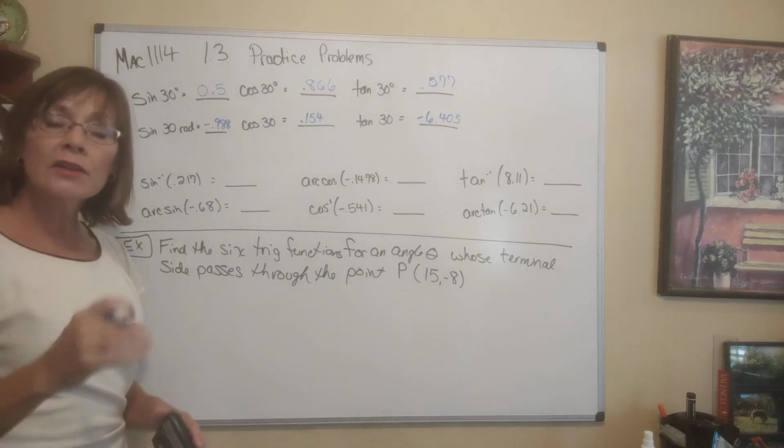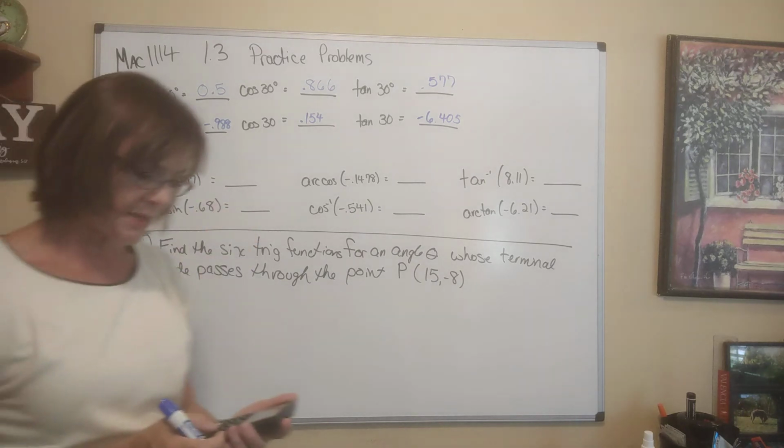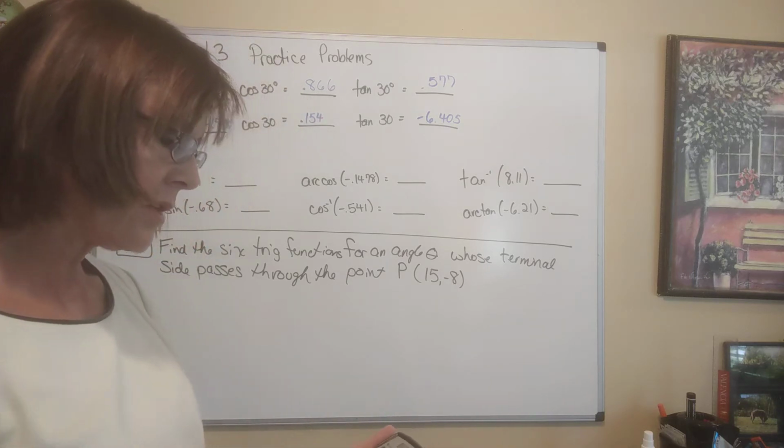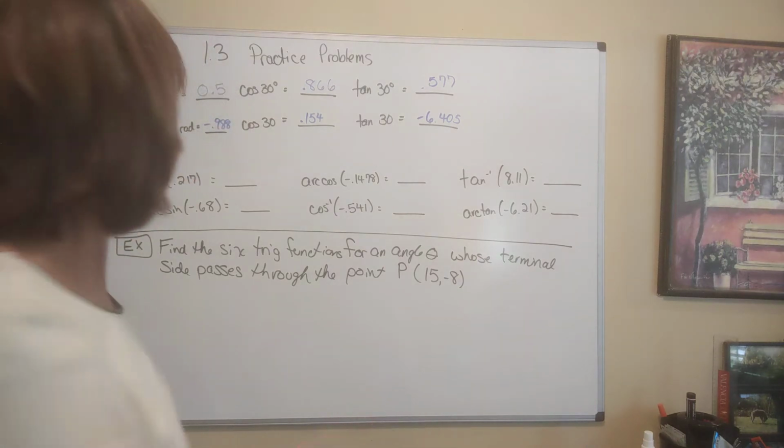Now, put your calculator in degree mode. All of these I want us to do in degree mode just for consistency. So I'm putting this back in degree mode. I hit my DRG, I toggled left to degree and hit enter. Now I'm back in degree mode.